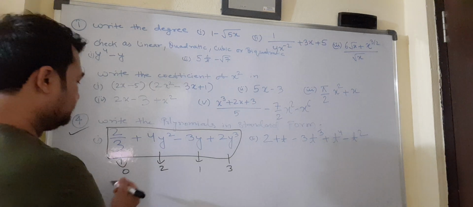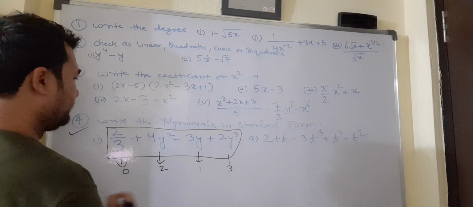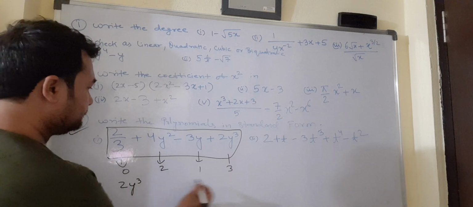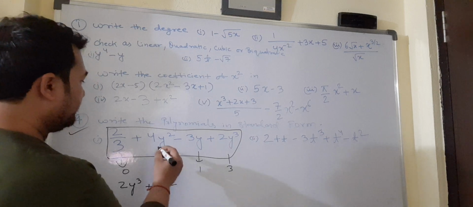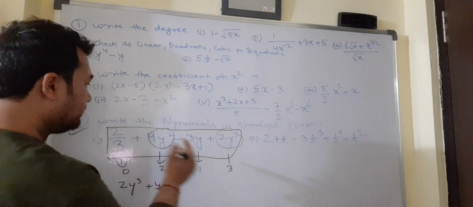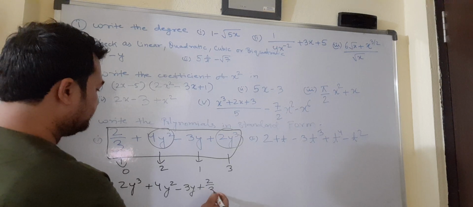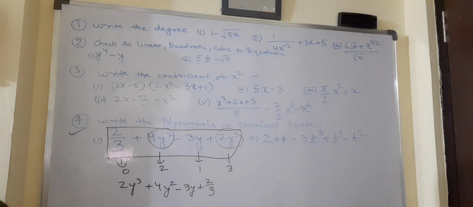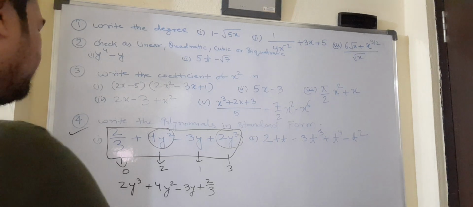So you can begin with 2y cube. After that comes 2 plus 4y square. After this is gone and this is gone, we are left with only 2. This is minus 3y and plus 2 by 3. Okay, this is how we have arranged the given polynomial in standard form.